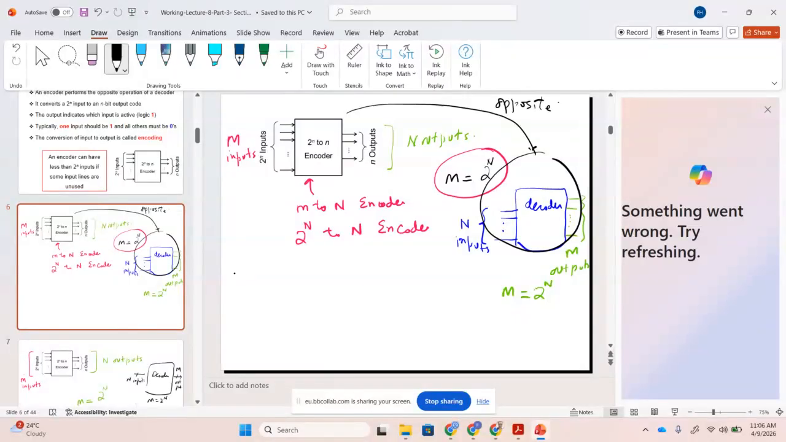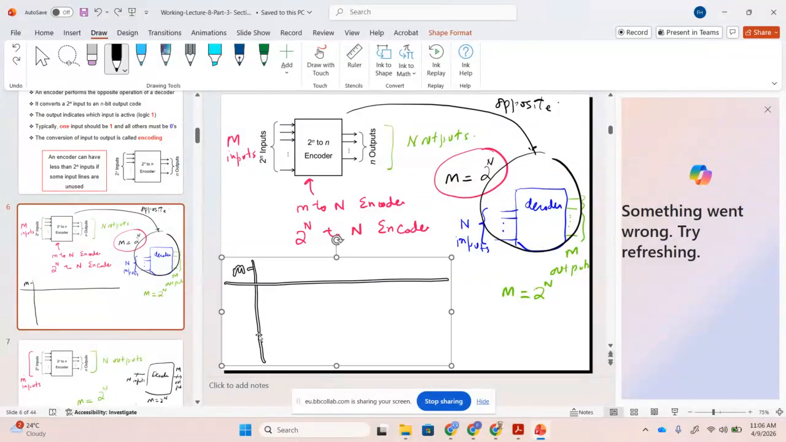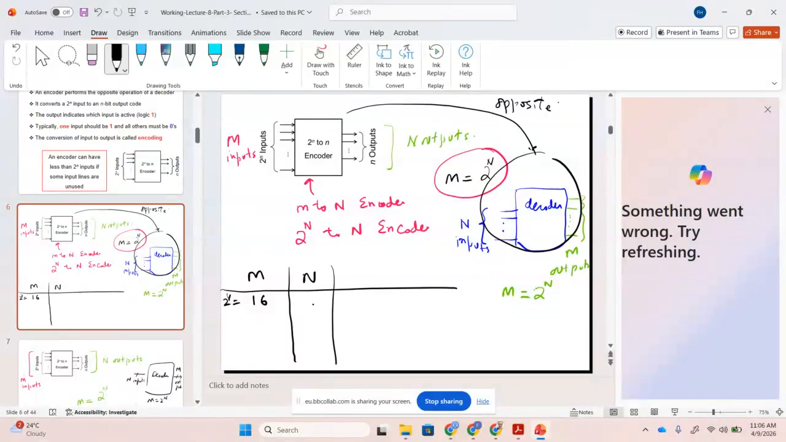Okay, now we are taking many examples. Let's assume m is 16. What will be n? Help me. 4, yes, very good. So if m is equal to 16, we can write 2 to the power 4 is equal to 16, so n will be 4.